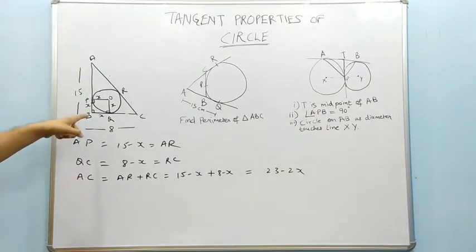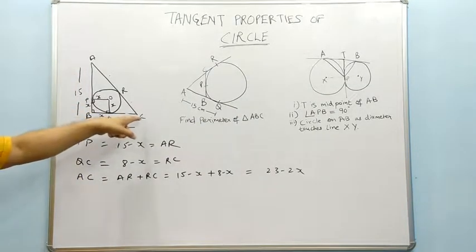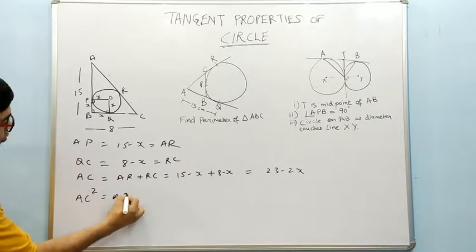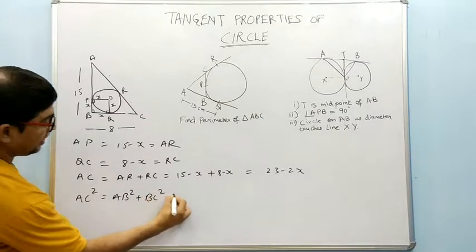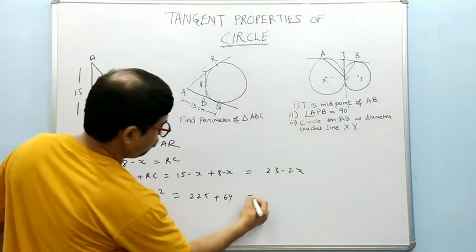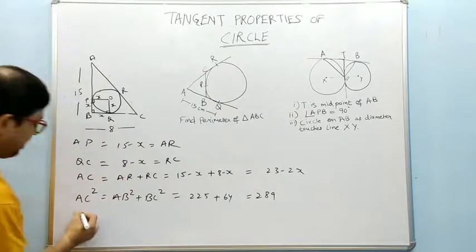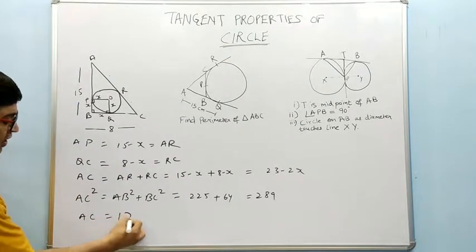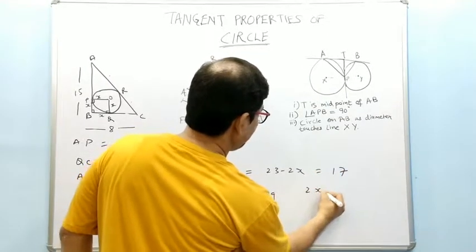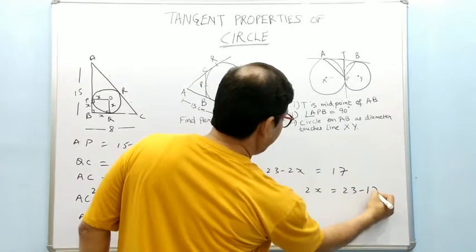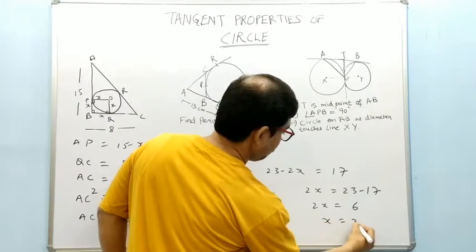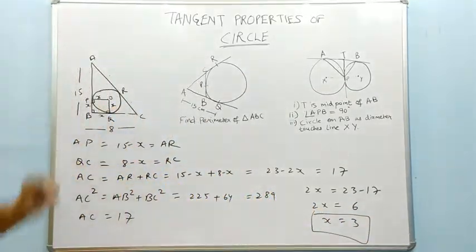Now by the Pythagoras theorem, if AB is known to us and BC is known to us, we can find AC. Very simply, AC square is equal to AB square plus BC square. That is 15 square, 225, and 8 square, 64. That is 289, and AC is equal to 17. So we can write this is equal to 17. And 2x is going to be 23 minus 17, that is 6. 2x is equal to 6 and x is coming out to be 3. So we got the radius of the circle.